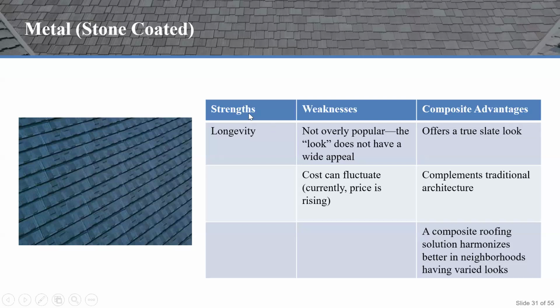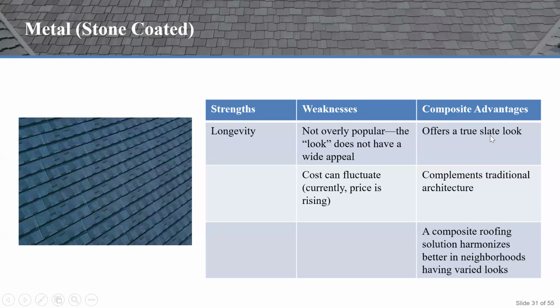Metal or stone coated products. This is more of an emerging category in the roofing space, I guess I'd say. We think the strength is probably from a longevity standpoint, but the weakness, I would say, is they're not very popular. They can be a real pain to install. I've heard from installers out in the field. Costs can fluctuate due to tariffs and the cost of steel, and there's a lot of factors that play into price or cost fluctuations. Where a composite's going to offer you a true slate look, which is really the type of look that these products are trying to achieve.